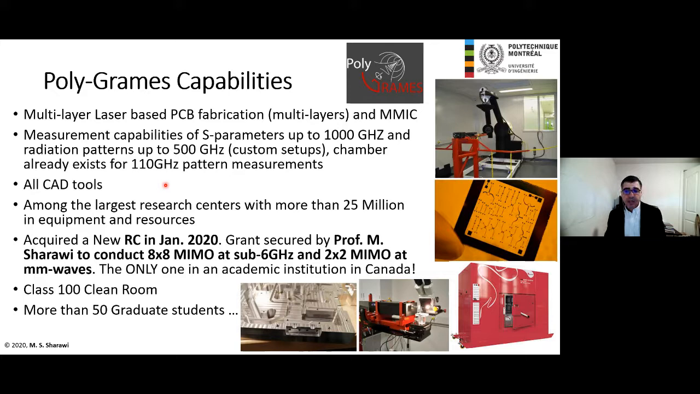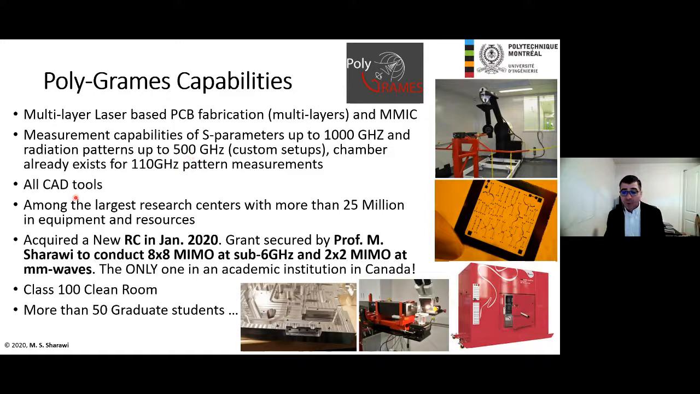So currently, we can measure up to 1 terahertz of on-chip and on-package antennas and circuitry. We can measure radiation patterns up to 500 gigahertz with custom setups. We have all kinds of CAD tools and design resources.